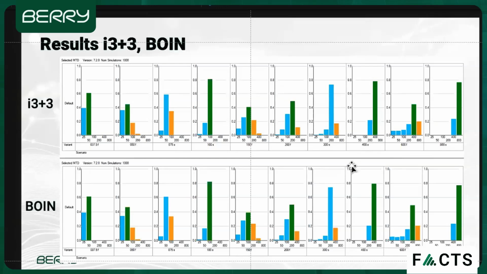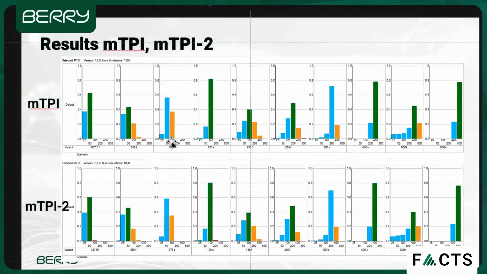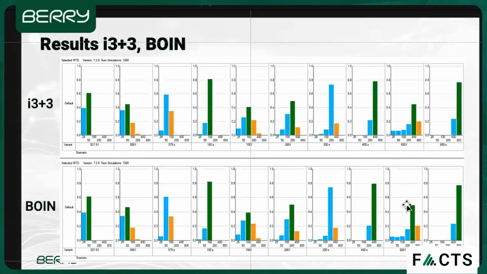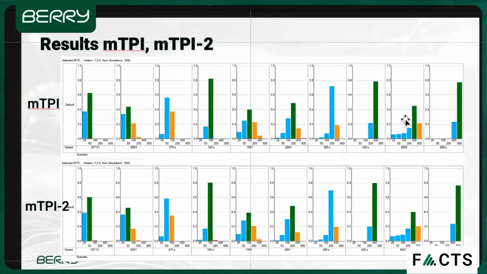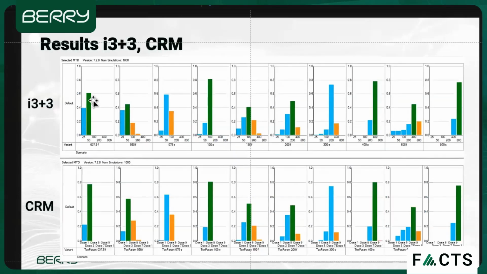And the main point to see here is just how similar the performance of the I3+3 and the Boeing is. And indeed, if we go to the mTPI and the mTPI2, once again, the results are extremely similar. So it's going to take a little bit of additional work before we can properly distinguish between these methods, if indeed there is anything to distinguish between these methods. And so, as all four of those are pretty similar, I just picked one set, the I3+3, to compare the CRM to.